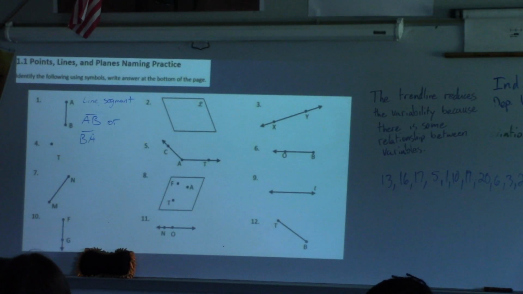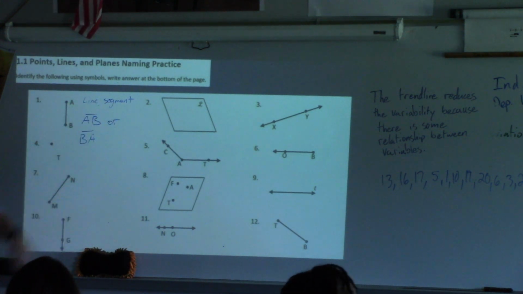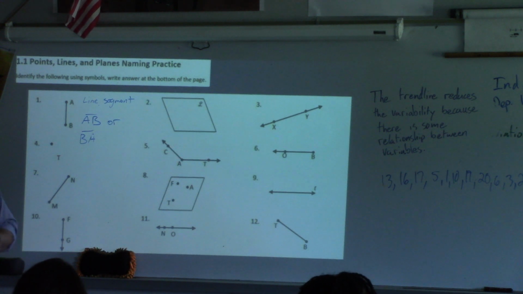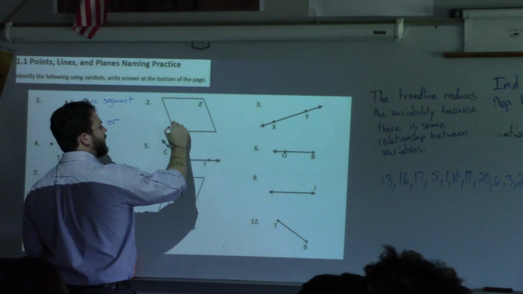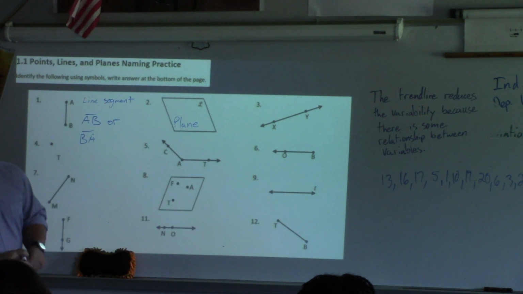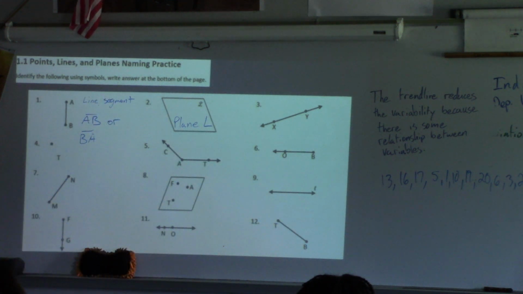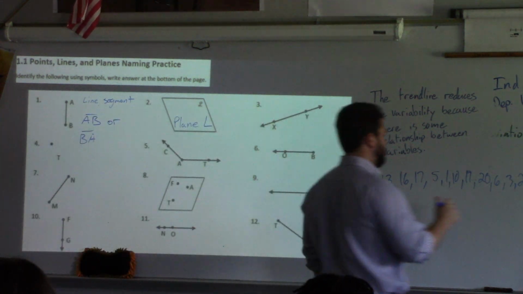Someone did ask about number 2. What geometric idea is that right there? A plane. And so you literally just write that this is plane L. That's an L, not an S. There is no symbol for plane. You just have to write out the word plane. Plane L. Okay?